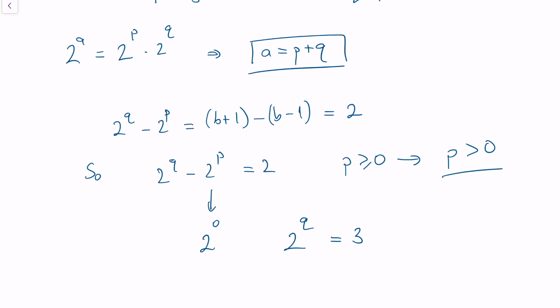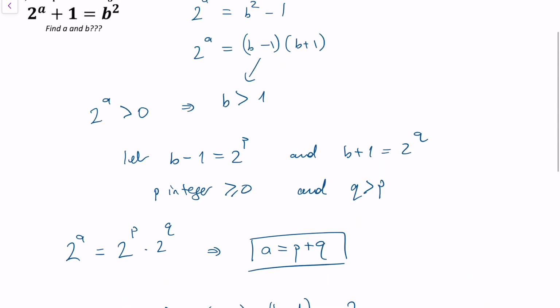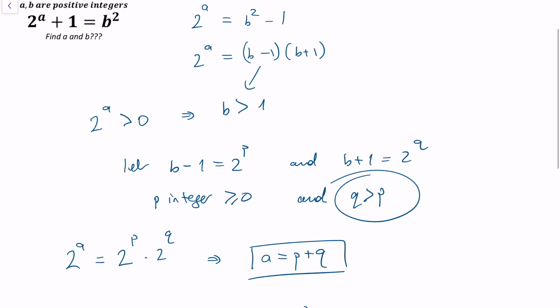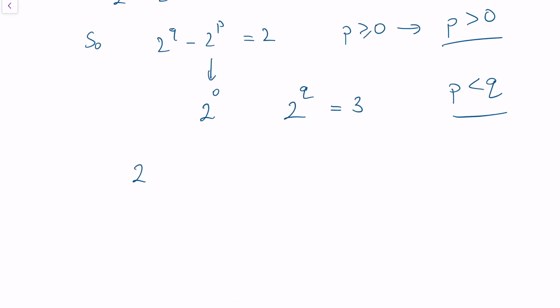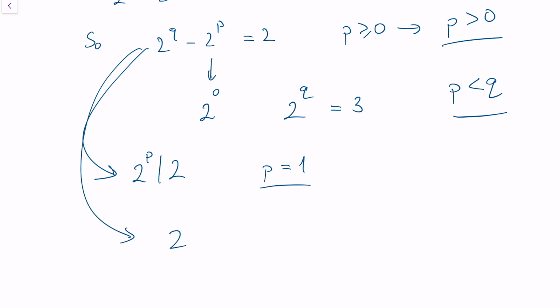We also know that p is less than q. That's something we have specified here. This implies that 2 to the p must divide 2. Mixing this statement with this equation, that's what it implies. So in other words, we must have p is equal to 1. If we sub that in, we will have 2 to the power of q minus 2 to the power of p, so that's 2, is equal to 2. That implies 2 to the q is equal to 4, so we have q is equal to 2.